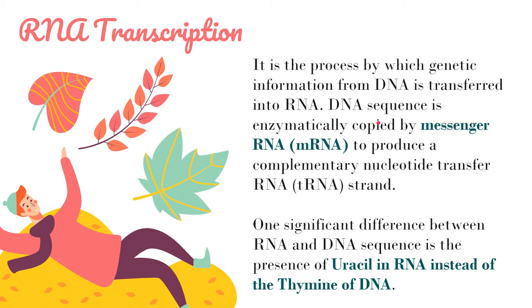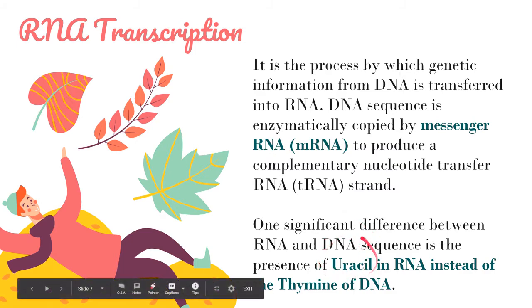So the goal here is to copy the DNA from the nucleus and then bring it out through the nuclear pore into the cytoplasm. If you still remember, one significant difference between RNA and DNA is that there is no thymine in RNA. It has uracil instead.